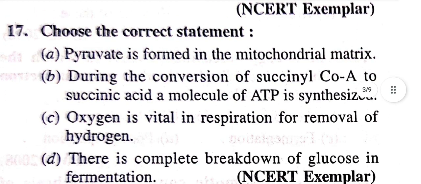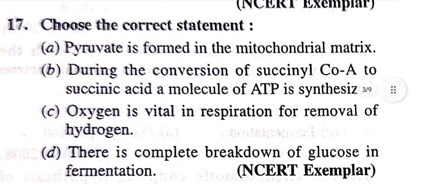Choose the correct statements from the following. Pyruvate is formed in the mitochondrial matrix. No, because it is the product of glycolysis. So glycolysis occurs in the cytoplasm. Okay, so the first option is not correct.